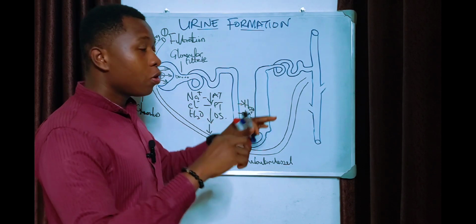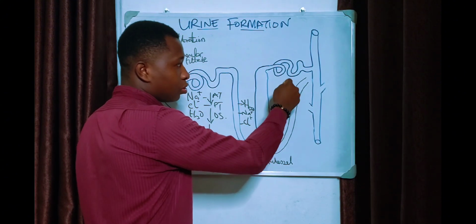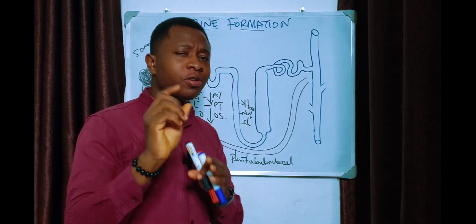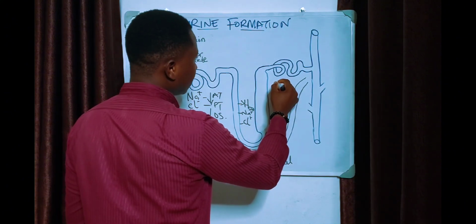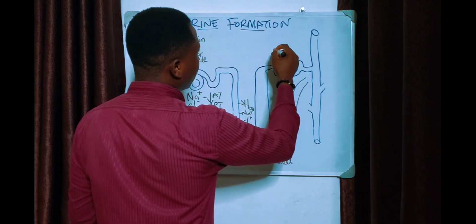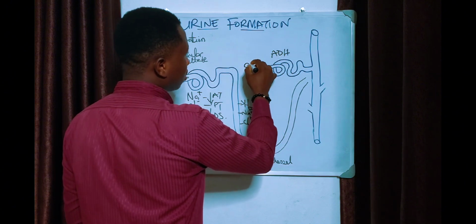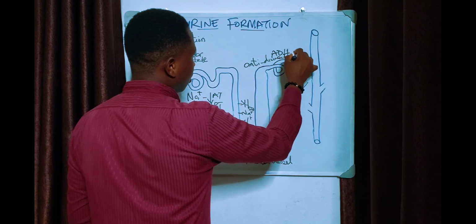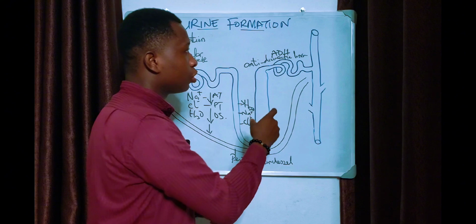the water, or the filtrate that leaks into the blood vessel, is being controlled by a hormone that is released by the anterior pituitary gland. That hormone is known as the ADH. Where should I write that down? Okay. ADH. This is called the antidiuretic hormone. The antidiuretic hormone. It controls it.